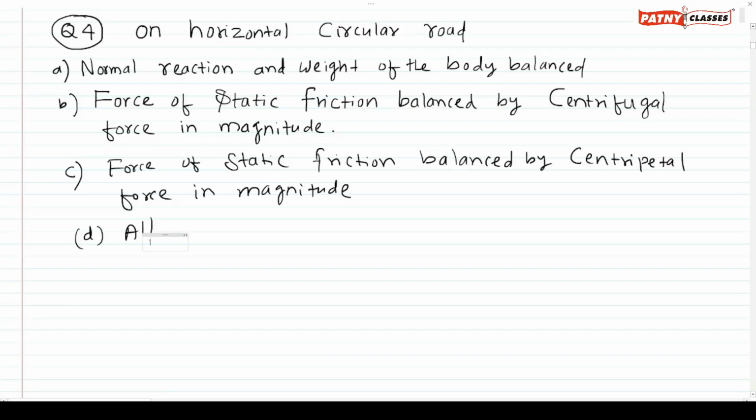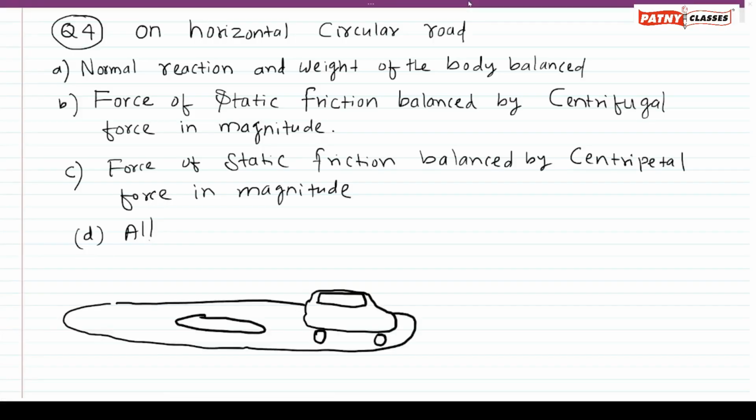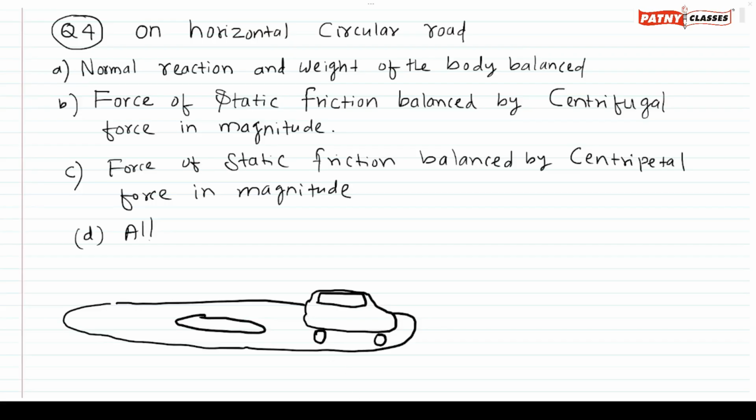Question number 4. On a horizontal circular road, option A, normal reaction and weight of the body are balanced. Option B, force of static friction is balanced by centrifugal force in magnitude. Option C, force of static friction is balanced by centripetal force in magnitude. Option D, all. Now let us discuss the solution. It is a horizontal road, not a banked road, and on this horizontal road the car is moving.